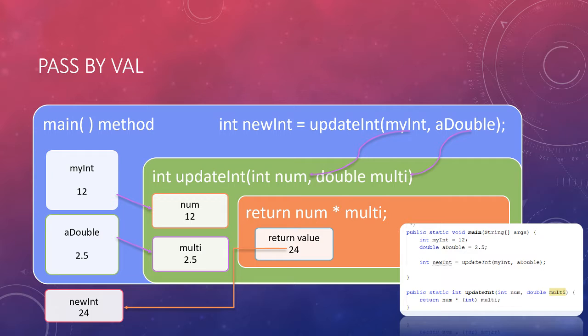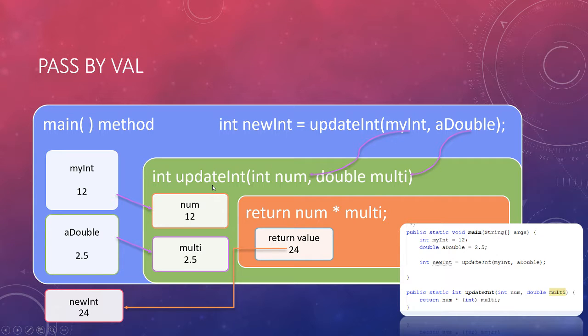So what's important about this method is how this data is passed to us right now. It's passed by value. So in our main method, we have two variables, one called myInt and one called a double. They were each assigned a value, and that value is being passed now as a parameter value into our updateInt method. Now, when our updateInt method receives control, it will actually receive a copy of those values. We will handle those values as the name num and the name multi.